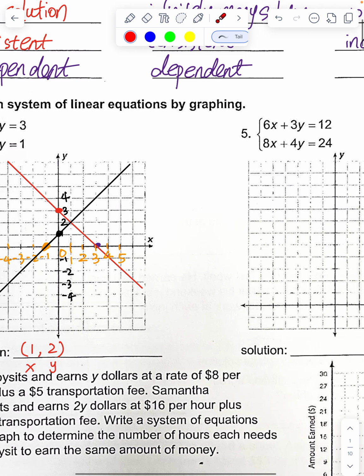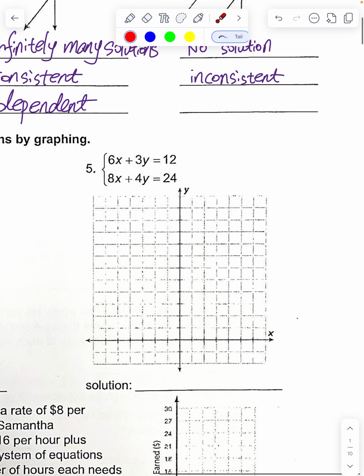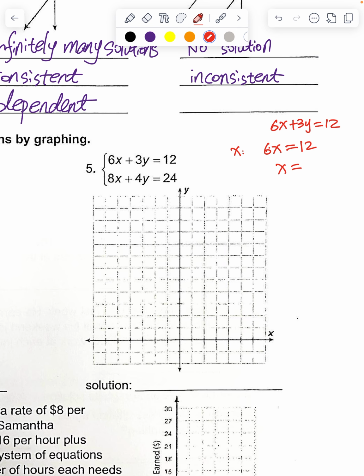Okay, number 5. I'm going to graph the first one. 6x plus 3y equal to 12. I'm going to figure out the x-intercept. So 6x, get rid of the y term because y equal to 0. So 6 times x equal to 12. So divide both sides by 6. So x equal to 2. So 6 times 2 equal to 12. x equal to 2 is right here, this point, right?